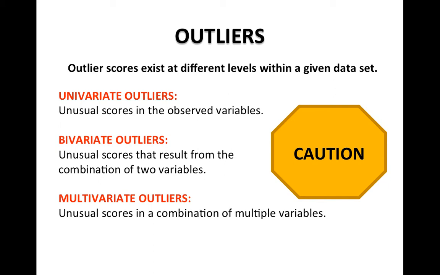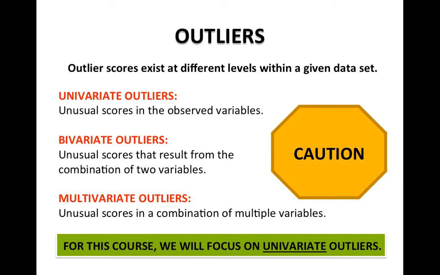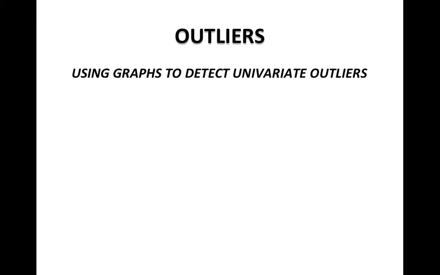And then finally, multivariate outliers are similar to bivariate outliers, but we have more than two variables that we're looking at. For this course, we will just focus on univariate outliers, so outliers occurring on one single variable at a time. Okay, so how do we detect outliers?